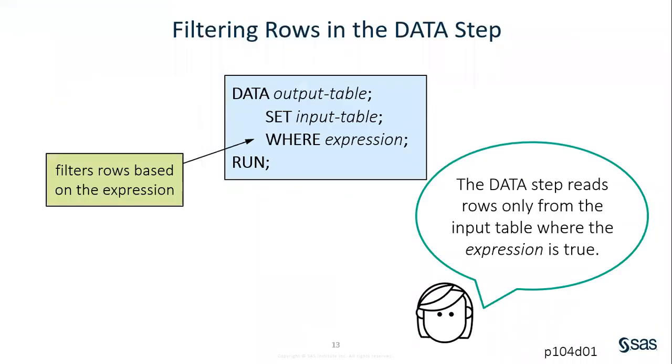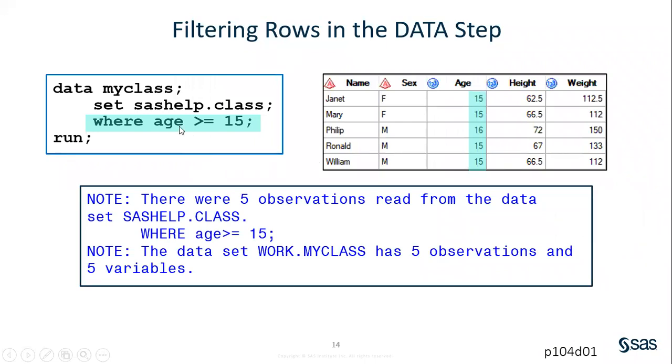So the where expression will filter the rows based on the expression. Your data step reads rows only from the input table where the expression is true. This is one example where age is greater than or equal to 15, check it out. Only 5 observations are true for this criteria while processing this input data, and only those 5 rows which are true are written to your output data set. So this is the output data set with age greater than or equal to 15. The same thing we had seen in our log also for our current example.